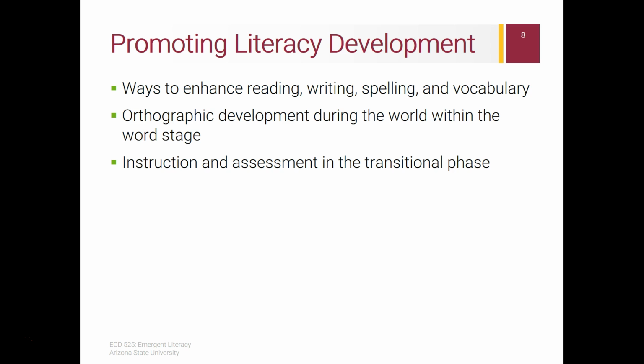There are many different ways to promote literacy development of students in the within word pattern stage. This lesson provides opportunities to explore ways to enhance reading, writing, and vocabulary while addressing the orthographic development of learners in the within words transitional stage. Pay close attention to the different strategies presented for instruction and assessment with the overall goal in mind of how to best create a developmentally appropriate, positive environment for the transitional learner.